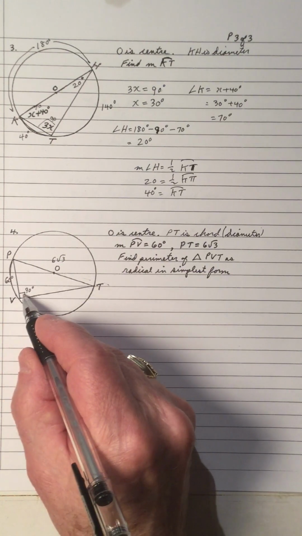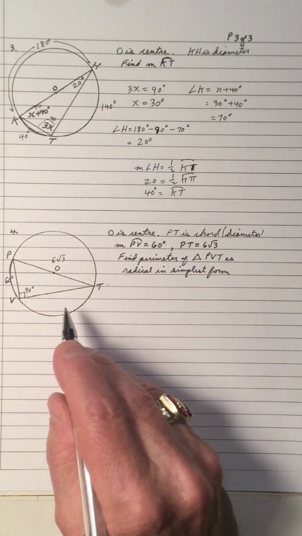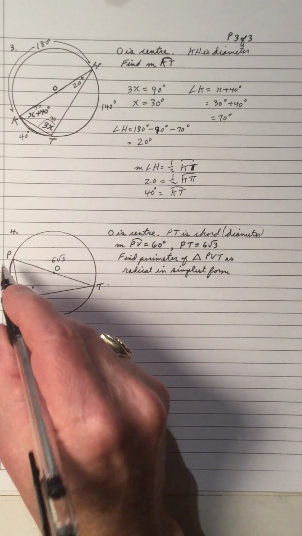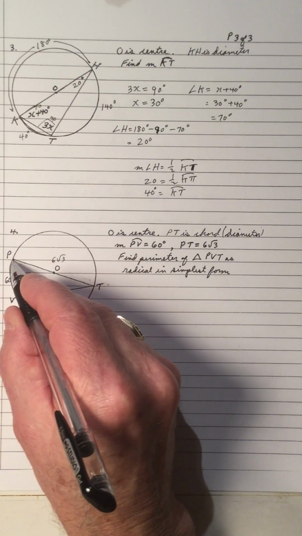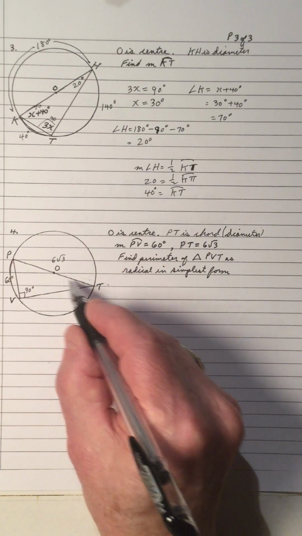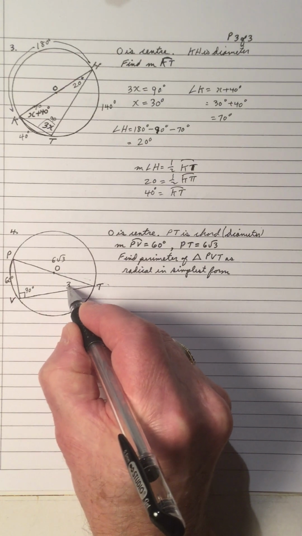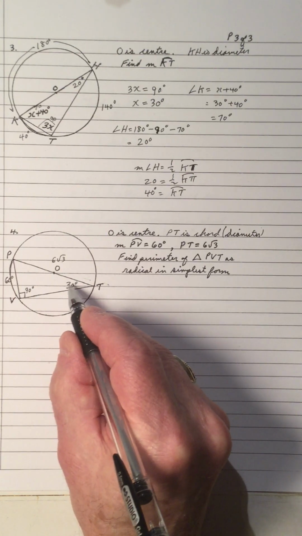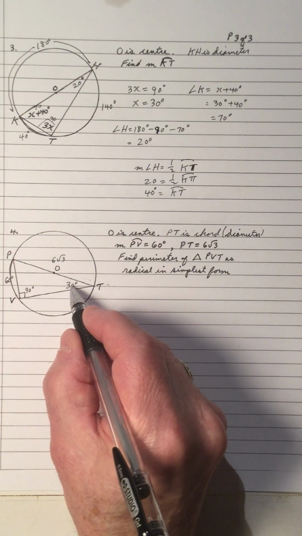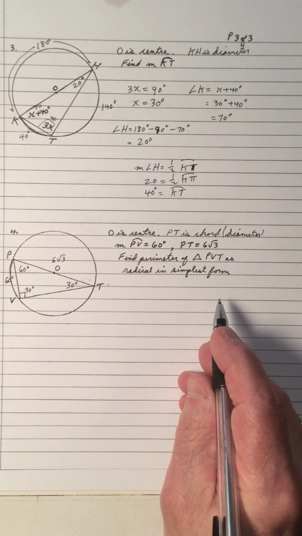Half of 180 is 90. Half of the arc is 90, since this arc is 180. So we have a 90 degree angle here. This arc is 60, so angle VTP is intercepting this arc. That means this is an inscribed angle of 30, because the inscribed angle is half the intercepted arc. 90 and 30 is 120, which makes this 60. So we have a 30, 60, 90 right triangle.